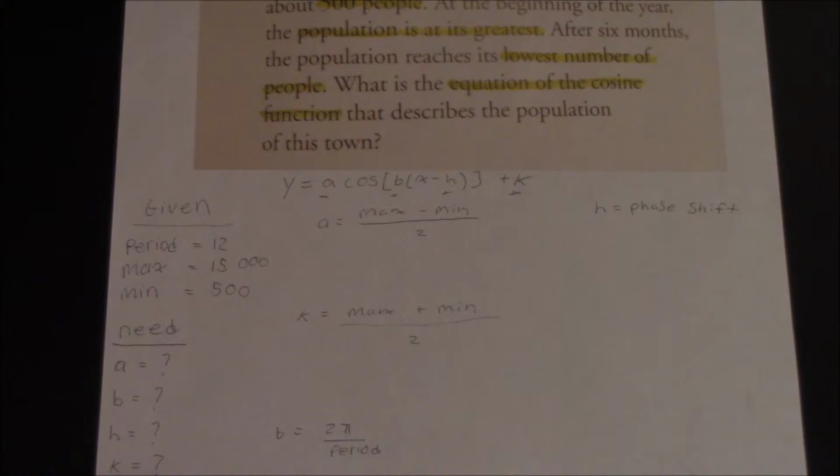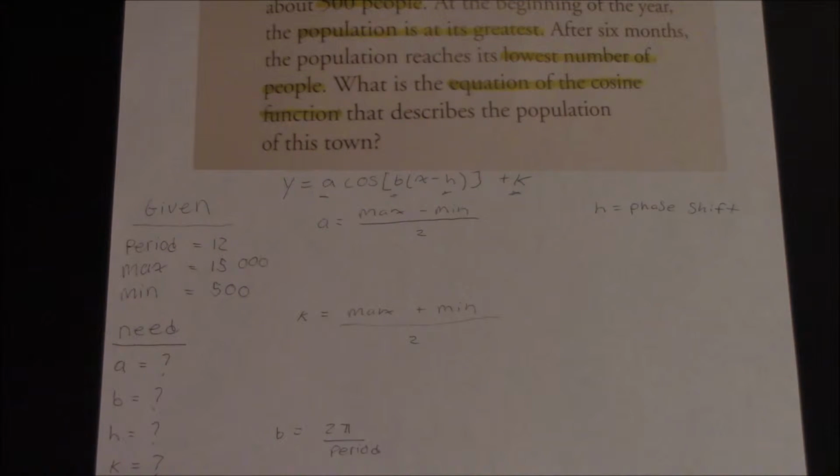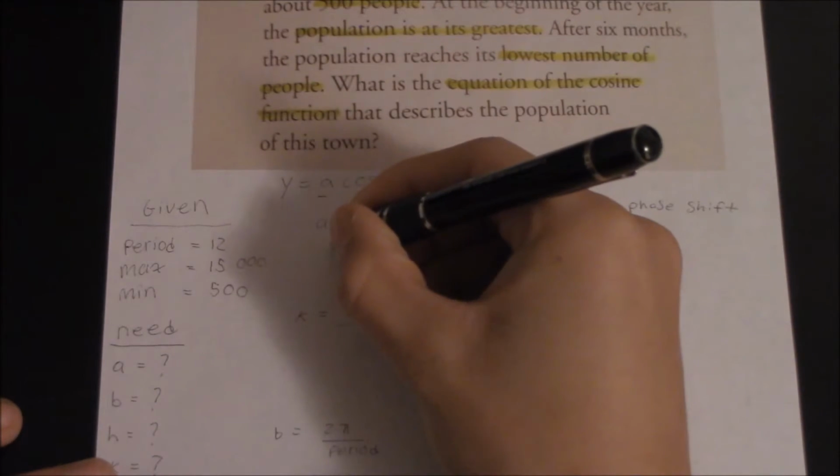Then to solve for k, we're going to use the equation of max plus min over 2. And to solve for b, we're going to use the equation of 2 pi over period. Now we're going to work in radians here because this is a grade 12 university functions question, and in grade 12 we learn radians. And then, depending if there's a phase shift or not, we're going to have to solve for h.